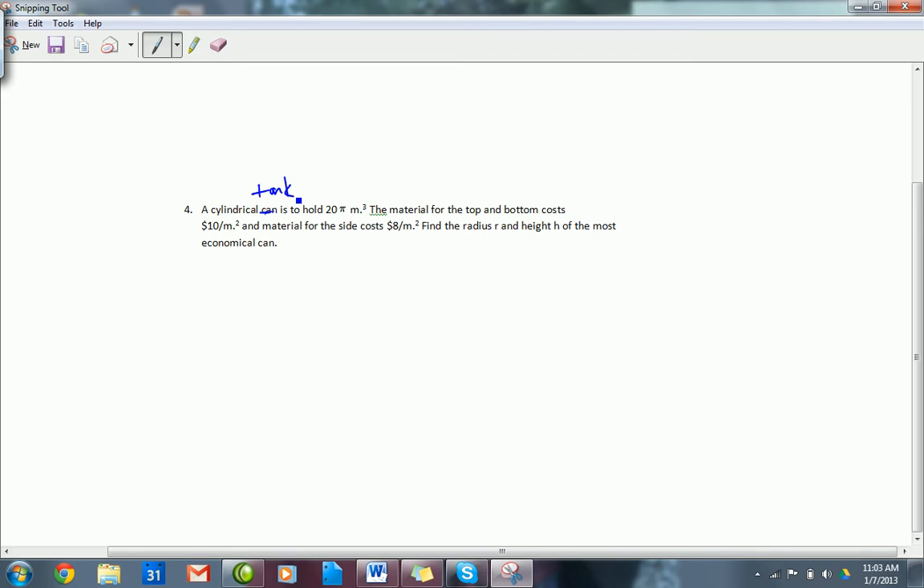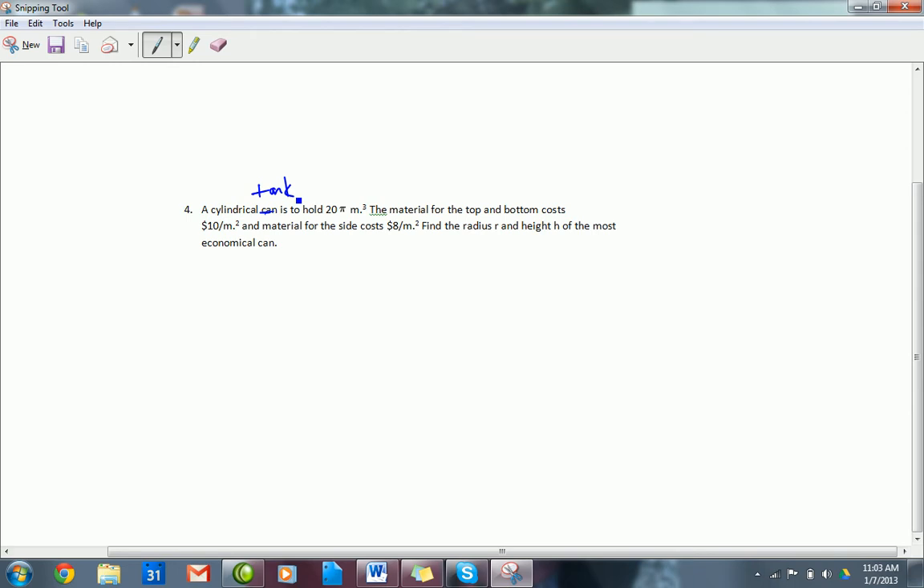And it's going to hold 20 pi cubic meters of water. We know that the top and bottom are going to be $10 a square meter. And the side, the lateral area, is going to be $8 a square meter. We're trying to just find the radius and height of the most economical can. And of course, most economical can means minimize the cost, right?